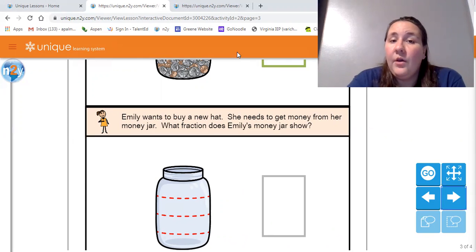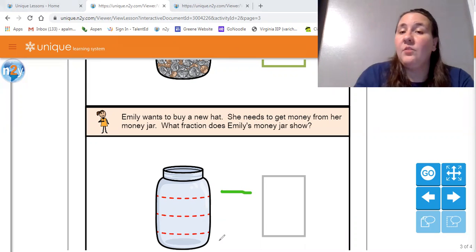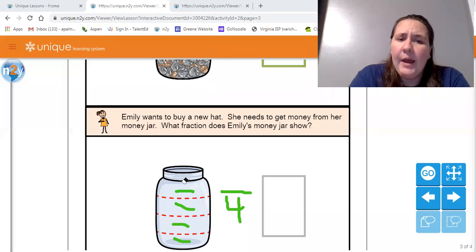Okay, so let's draw our line, because I know we're working with fractions, so I'm going to need a line. And I'm going to do my denominator. So how many pieces do I need for the whole jar? Are you ready? 1, 2, 3, and 4. Good job. I heard lots of good counting at home. Beautiful job. 4. Okay. Now I'm going to erase these because I need to count which ones have coins.